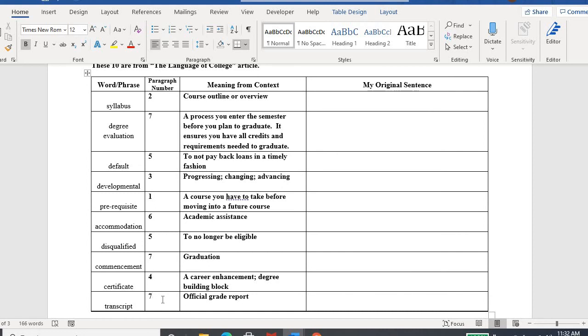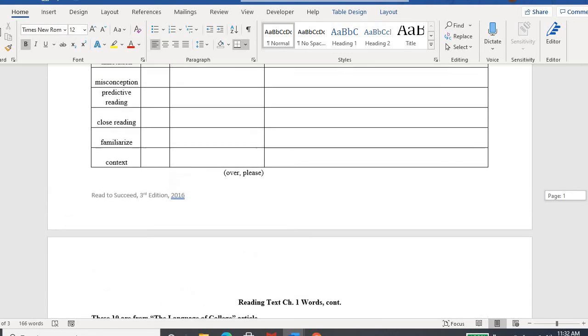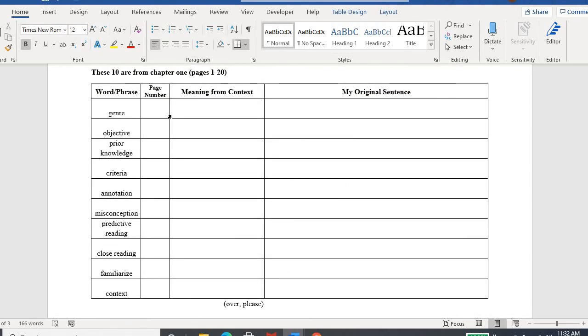And then transcript in paragraph 7 is kind of your official grade report at the college level. I like to think of it as your report card, but for college. So it goes over every class you took, the grades you earned in that course, as well as the credits that you eventually earned. Okay, so you're going to want to make sure that you have those words understood. Next week we'll be filling out the rest of that vocabulary study guide.